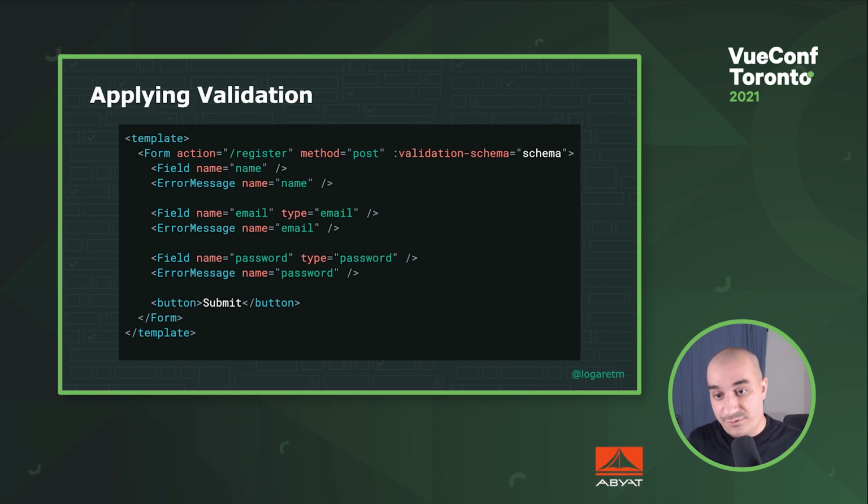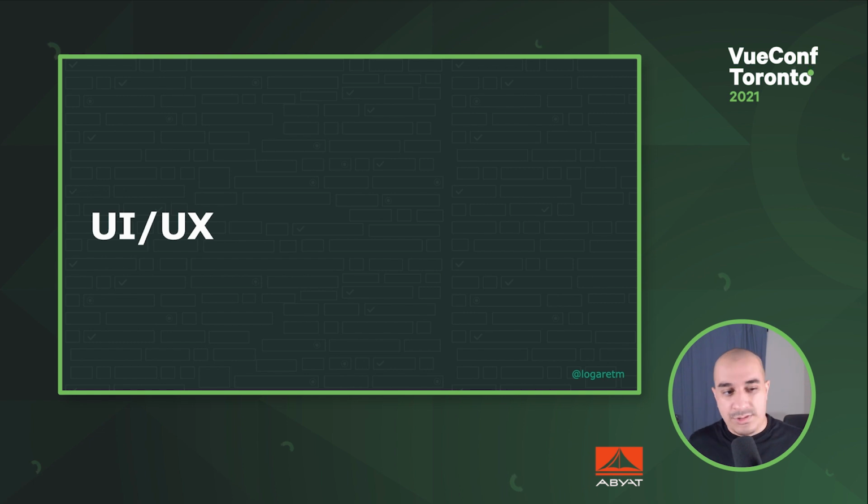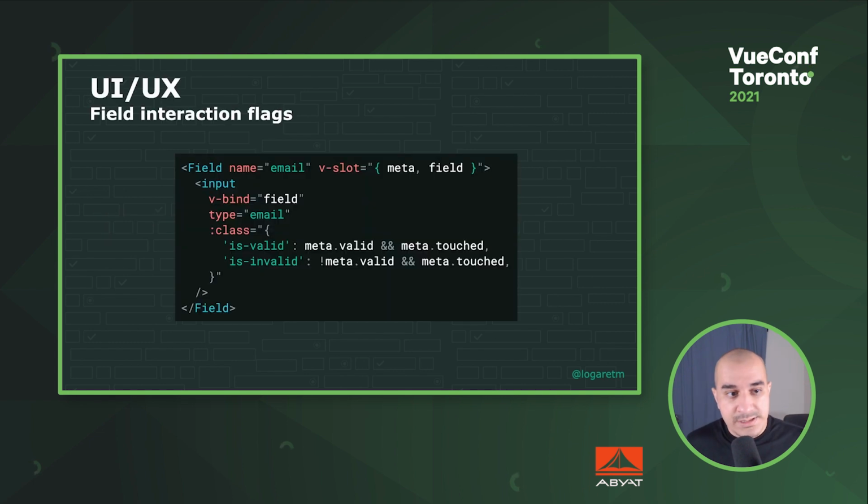Right here, this is a fully fledged example. All they have to do is just add a validation schema and that's it. That's all JavaScript they actually need. Of course, given that they are using Vue.js. So let's talk a little bit about UI and UX.